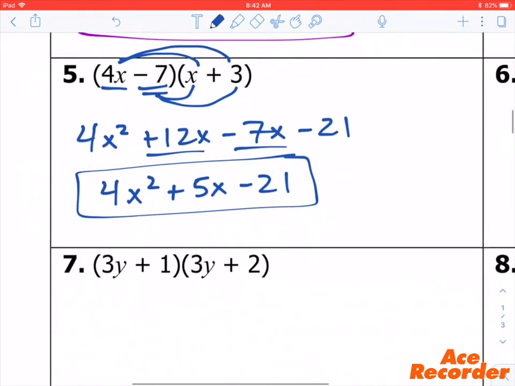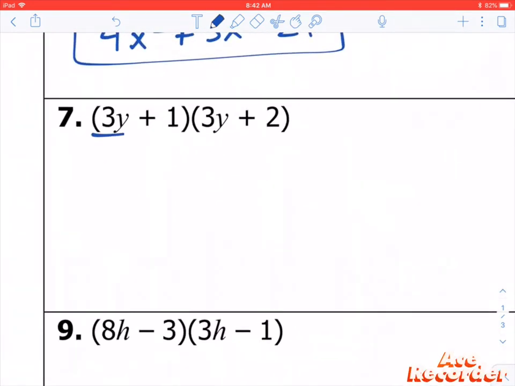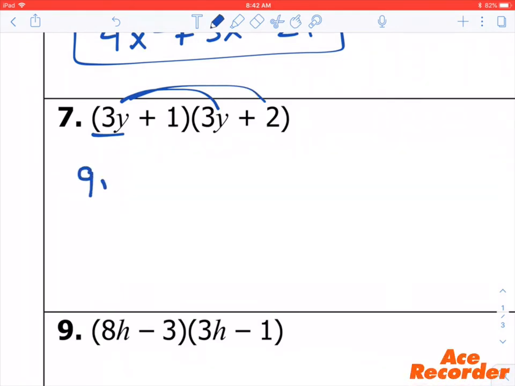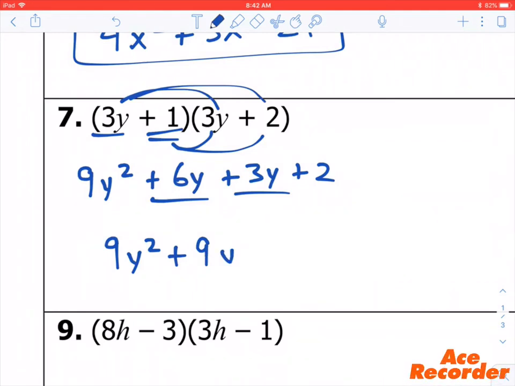And then we've got the last two. So 3y times both of these. 3 times 3 is 9y squared. 3 times 2 is 6y. Then we've got 1. 1 times 3 is 3y. 1 times 2 is 2. Combine like terms. 9y squared plus 9y plus 2. And there we go.